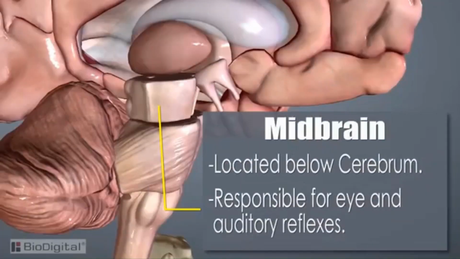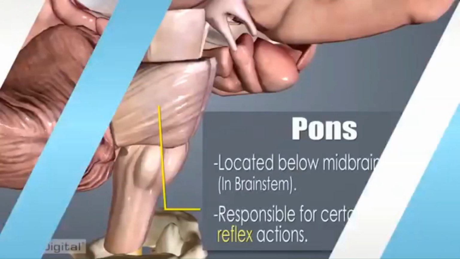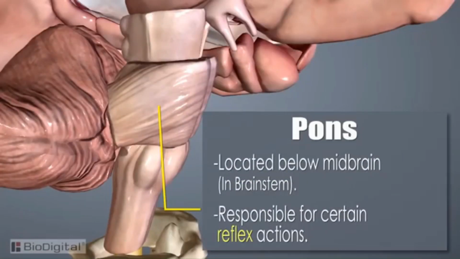The midbrain section is located below the cerebrum at the top of the brainstem. It is responsible for certain eye and auditory reflexes. The pons is located below the midbrain and in the brainstem. It is responsible for certain reflex actions such as chewing, tasting, and saliva production.